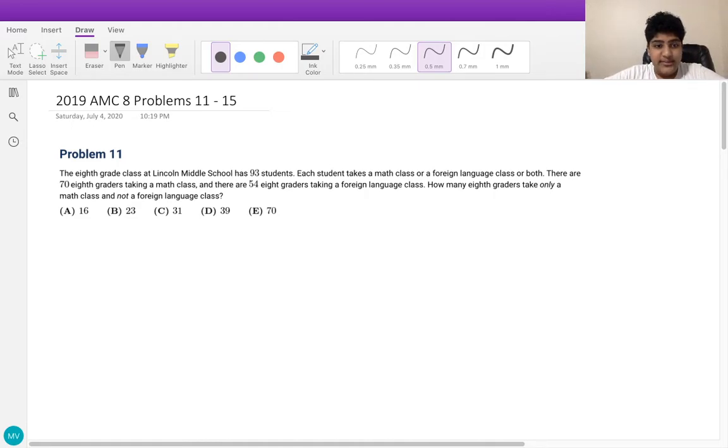Today, we will be solving problem numbers 11 through 15 of the 2019 AMC8. So let's begin with problem number 11.